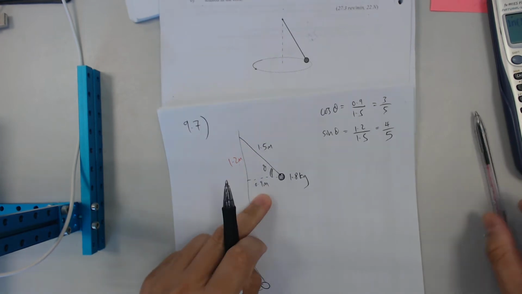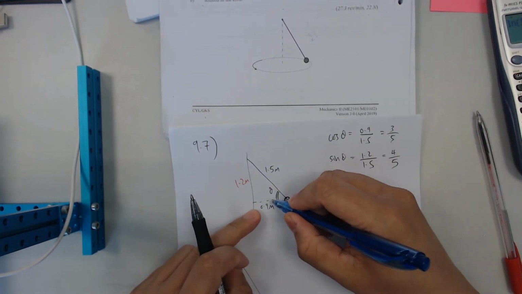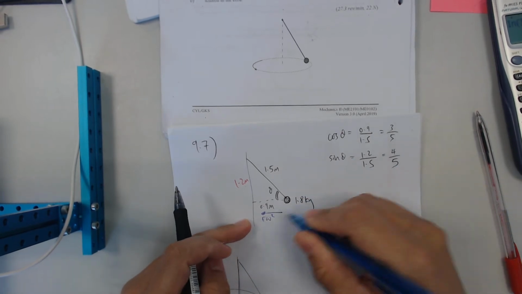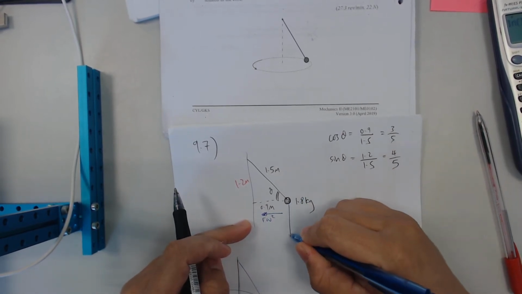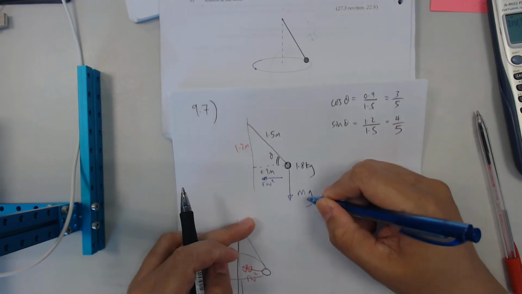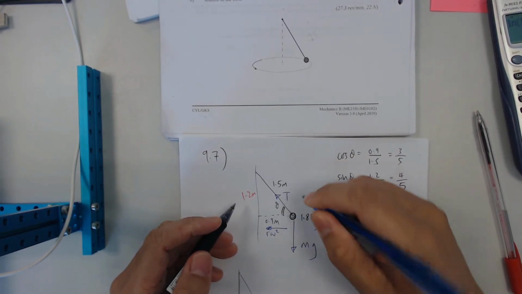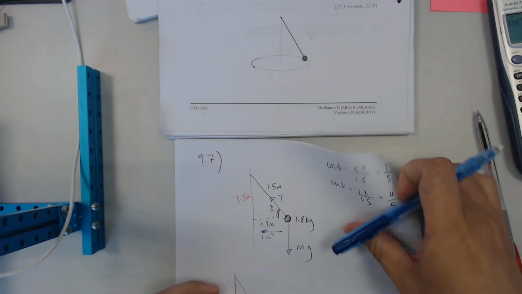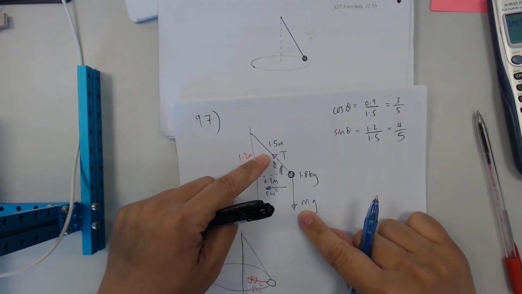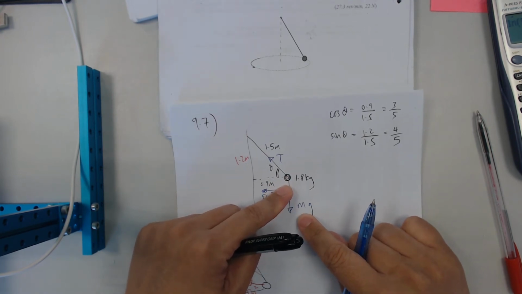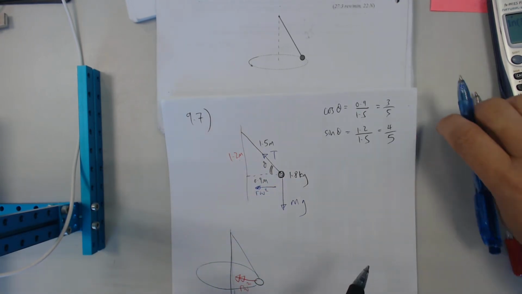So from this diagram, this is your r omega square. And this is your weight, mg, correct? And then last but not least, your tension is here. These are the only two forces on the weight itself. So you're asked to find the angular speed, right?